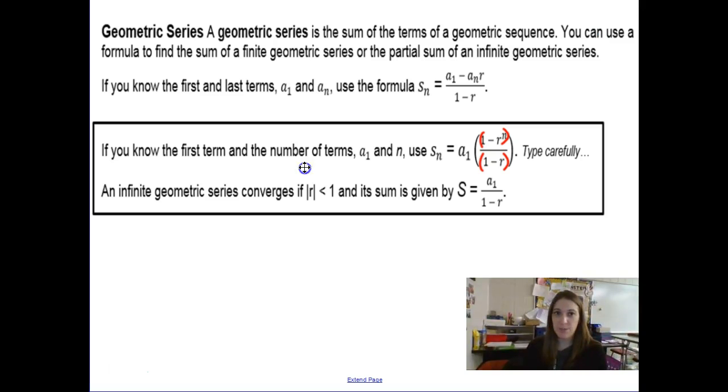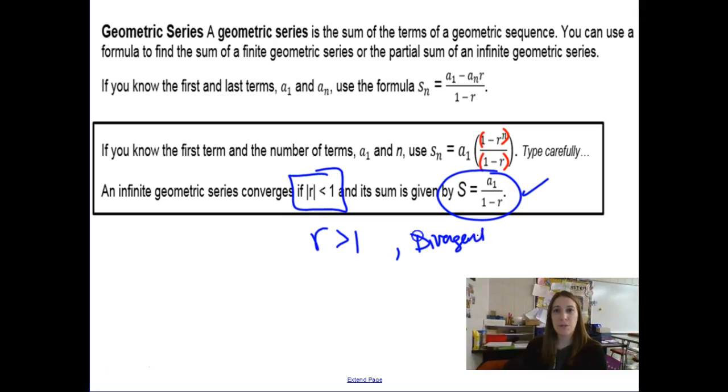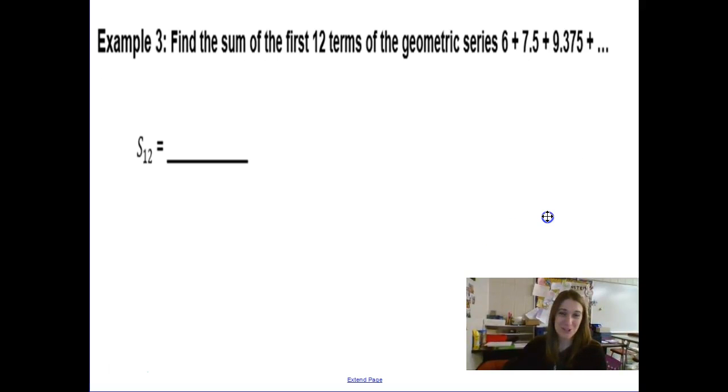Oh, but there's a note here about when you can use this infinite formula. If the absolute value of your ratio is less than 1, you're allowed to use this formula. But if your ratio is greater than 1, then it's divergent, meaning you're not going to be able to find a sum. So, sorry. That's good news. It means you can just say not possible.